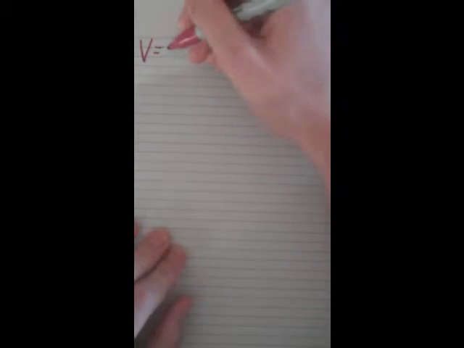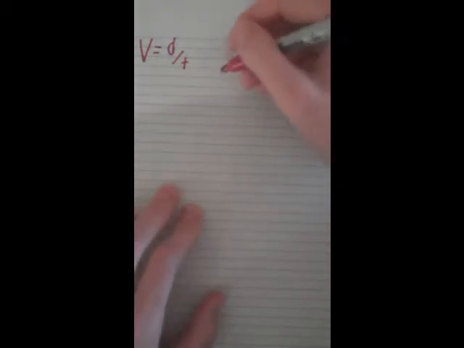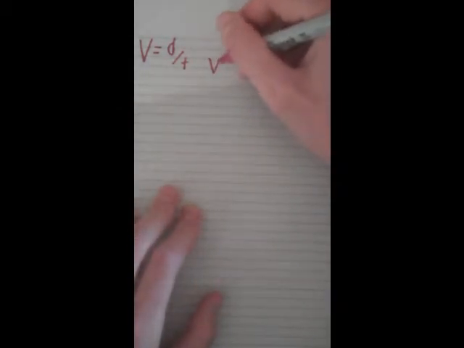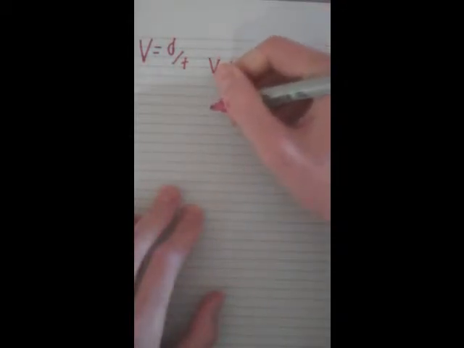And one of the most basic formulas in motion in physics is velocity equals distance over time. And before we get started, we should know that there is a difference between velocity and speed.